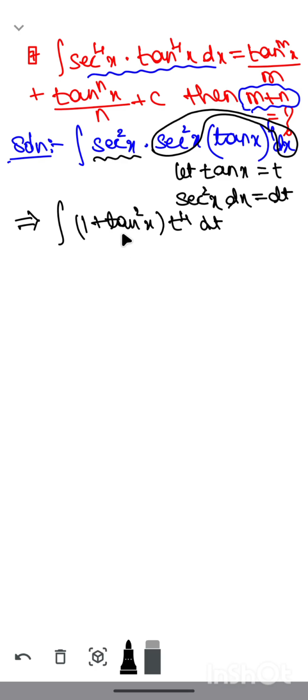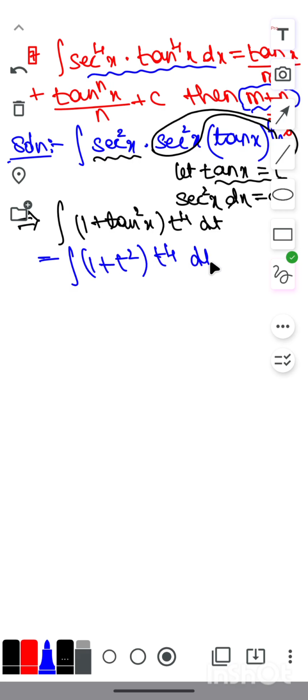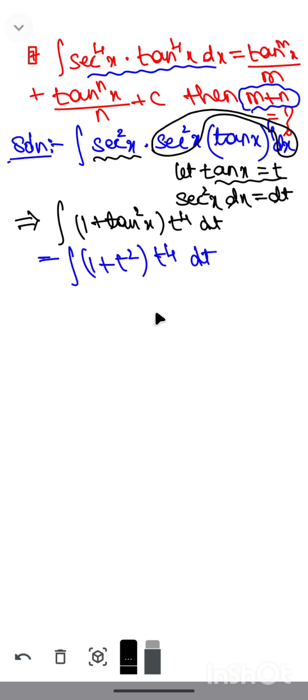And this tan square x: if tan x is equal to t, then tan square x will become t square. Accordingly, the entire terms can be rewritten in terms of t: 1 plus t square into t power 4 into dt. Now multiply the terms, open the bracket and finally find the integral. You will get the answer as easily as possible. T power 4 into 1 is t power 4. I am opening the bracket. T power 4 into t square will become t power 6 into dt as it is.